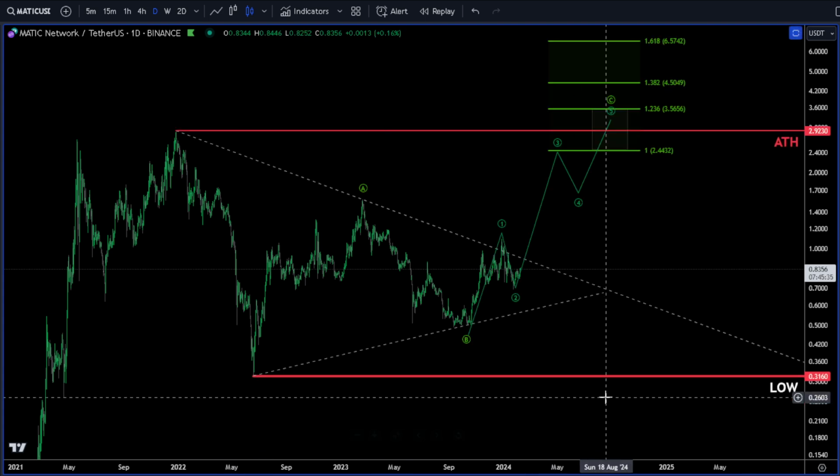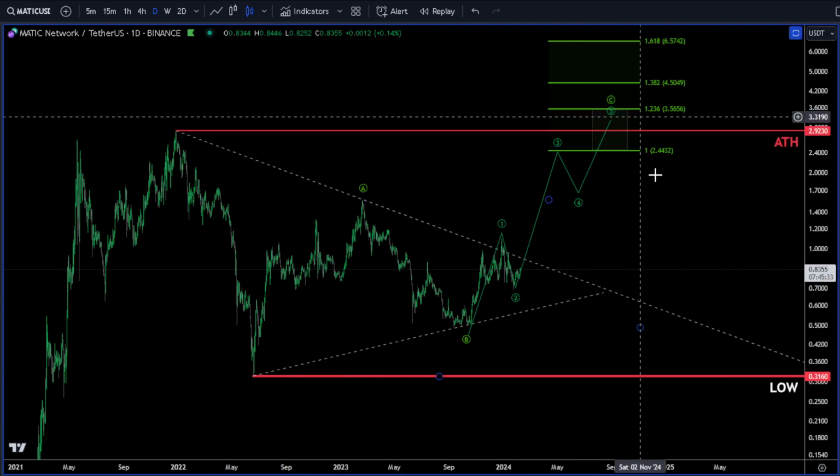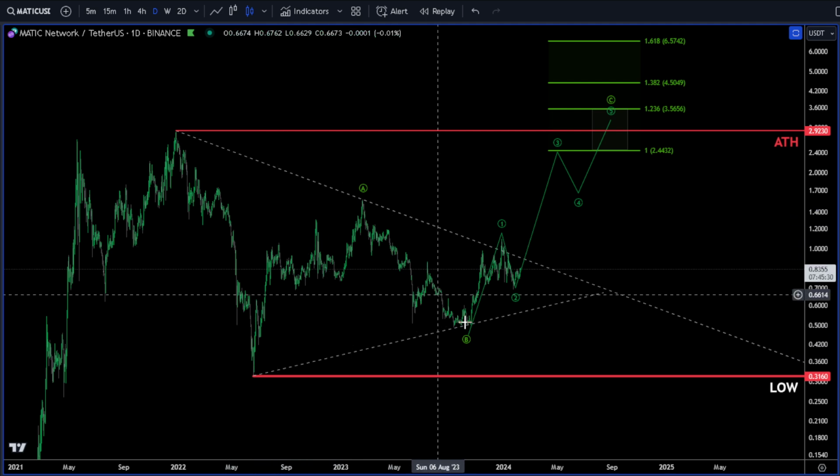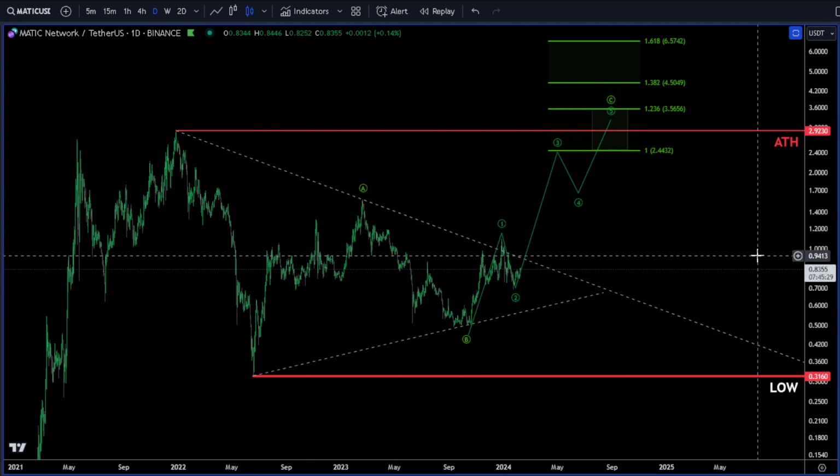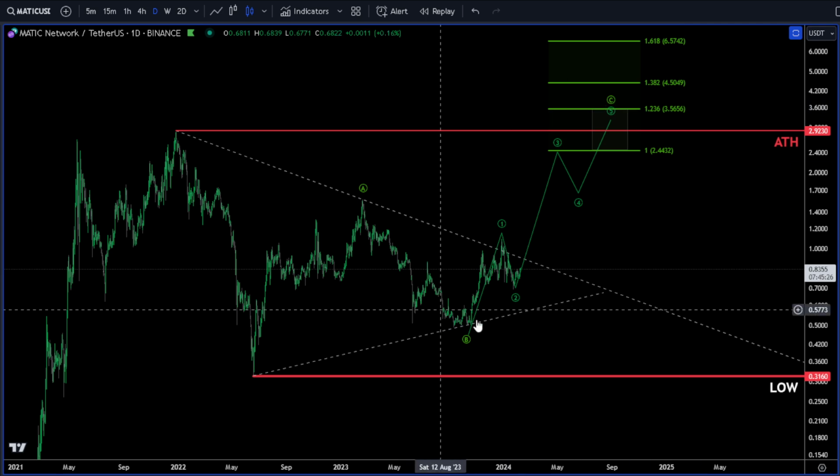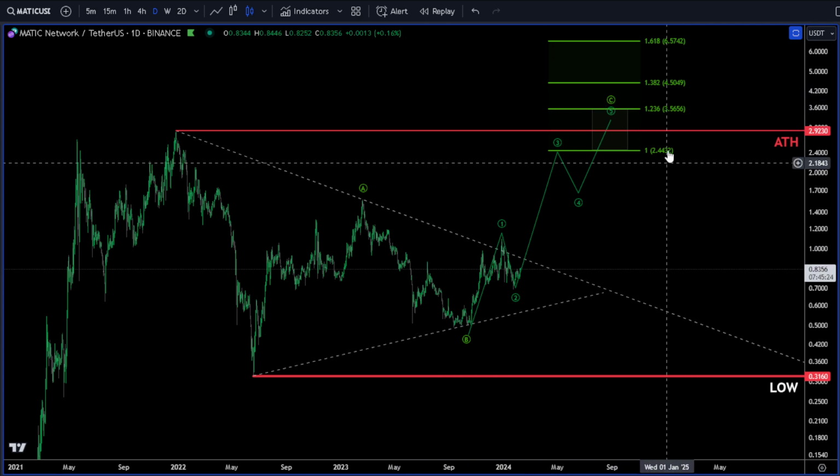Now going to my primary count, I have this as an ABC, as a 3, 3, looking for 5 waves up for our C wave. Pretty much from right now to keep this count intact.